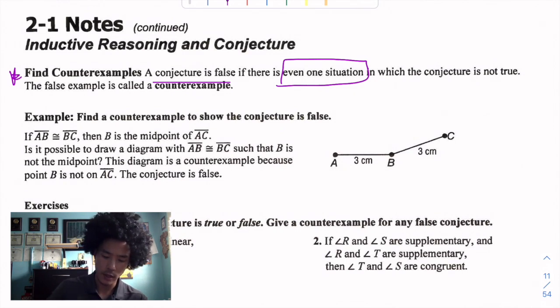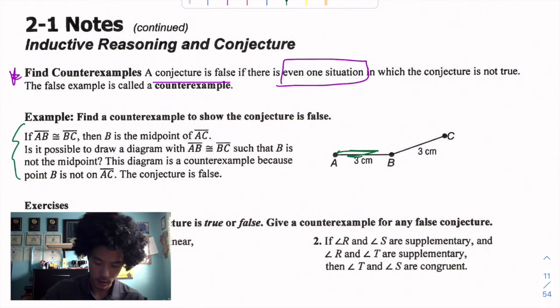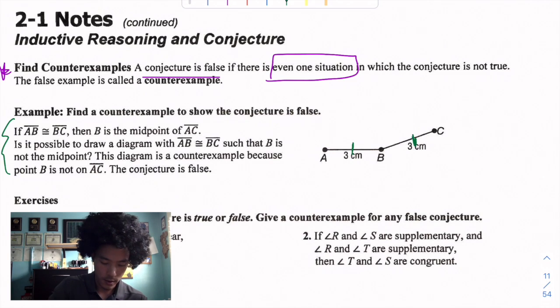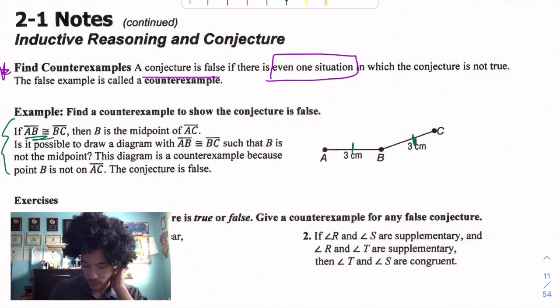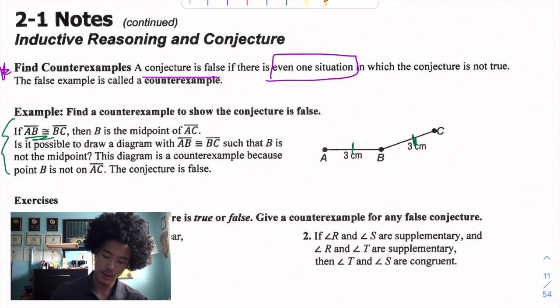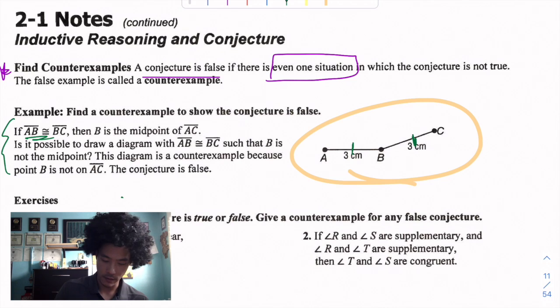All right, so I'll read this out loud, and you can read to yourself. If segment AB is congruent to segment BC, so I put the markings here, then B is the midpoint of AC. Is it possible to draw a diagram with AB congruent to BC such that B is not the midpoint? The diagram will be a counterexample because B is not on AC. Look at this, guys. The textbook here gave you the answers already.